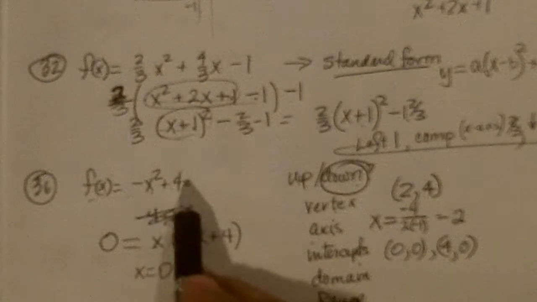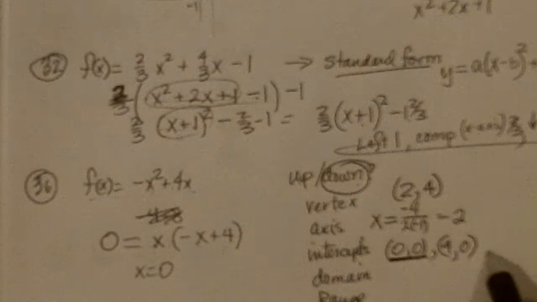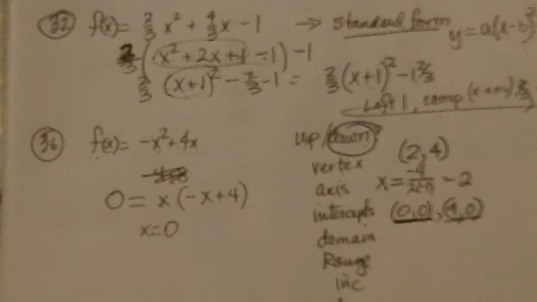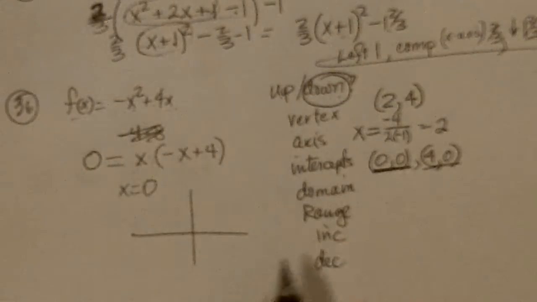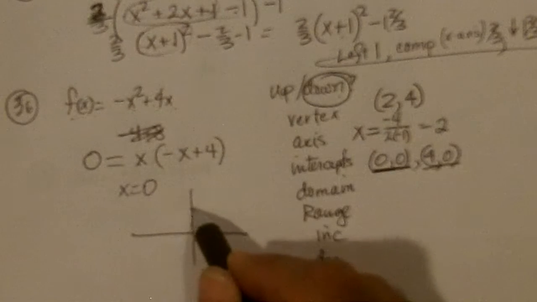Y-intercept: if I put 0 in for the x's, I get 0, so that's a y-intercept and an x-intercept, and that's an x-intercept. So this is a parabola with vertex at 2, 4.